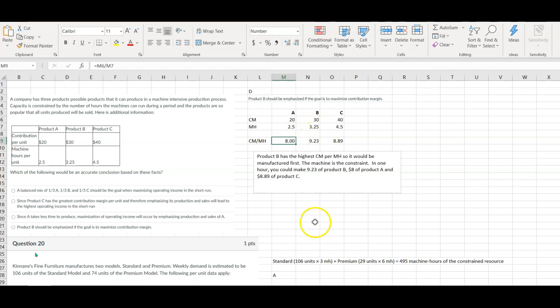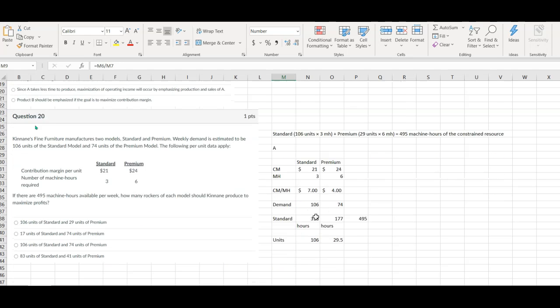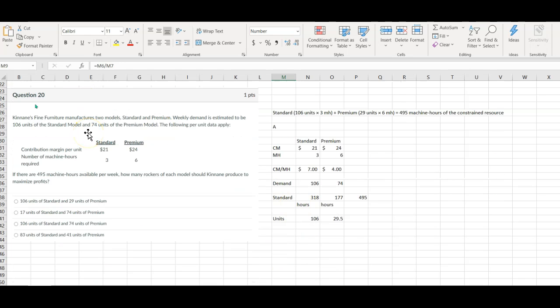Okay? All right, so on the next one then, this is a furniture company. They manufacture two models, standard and premium. Weekly demand is 106 units of standard and 74 of premium. So again, we have a machine hour availability constraint of 495 hours. So what we want to do is produce all we can of the one with the highest contribution margin per unit of the constraint. That's the expression that you want to think of.